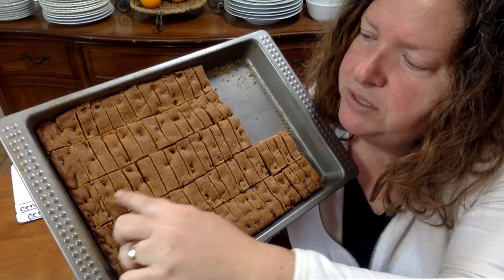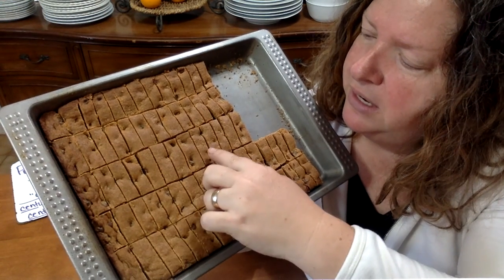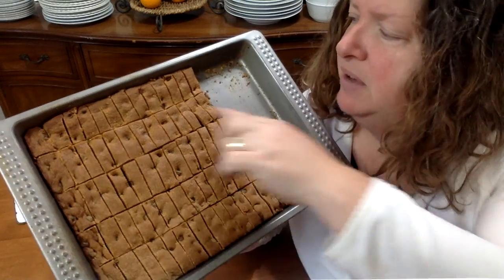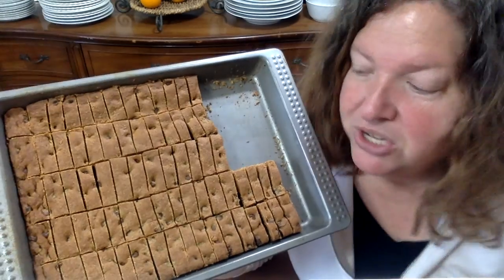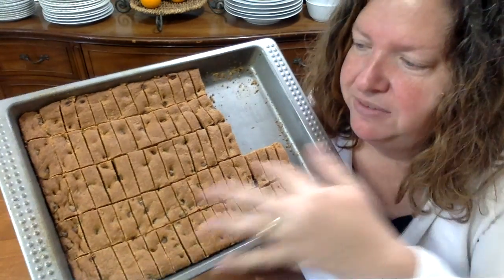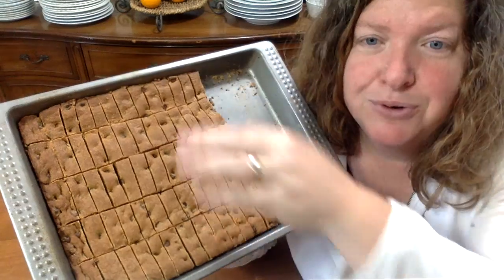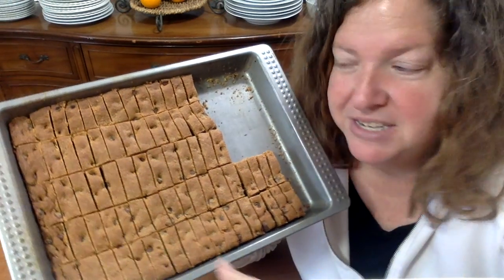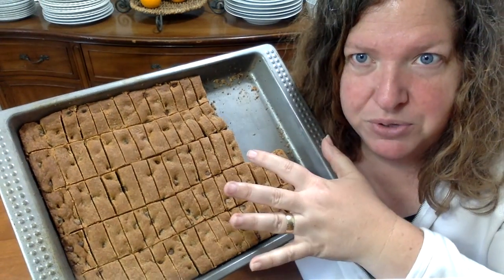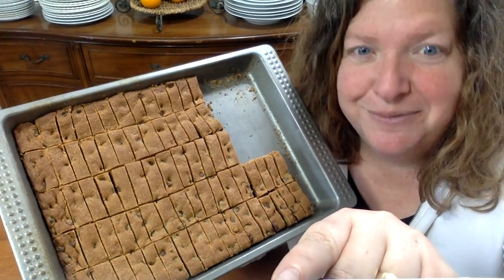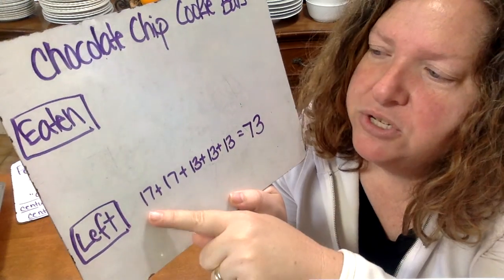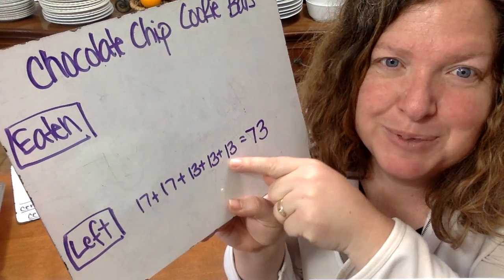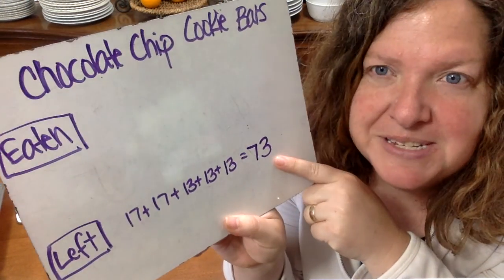Then 1, 2, 3, 4, 5, 6, 7, 8, 9, 10, 11, 12, 13. Then we have 3 rows of 13. So all we need to do is add 17 and 17 and 13 and 13 and 13 to find out the percent of chocolate chip cookie bars that are still available. Okay, so we did the 17 plus 17 plus 13 plus 13 plus 13, and we got 73.